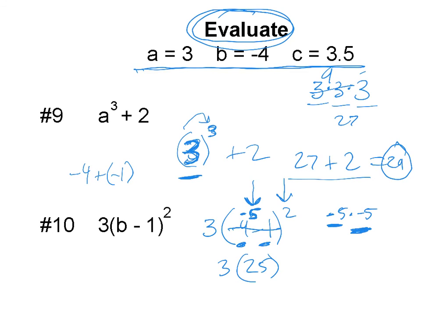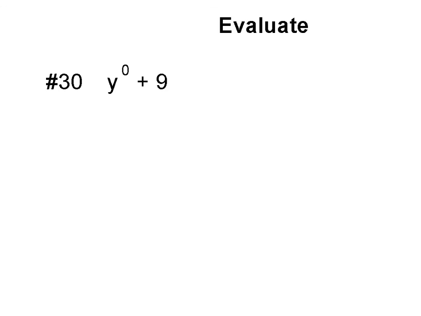So here's all that we have left. What the parentheses changed to positive 25. So we just have 3 times 25 left. 25, 50, 75. 3 times 25 is 75, and there's your final answer. You have evaluated. Let's do one more quick one.